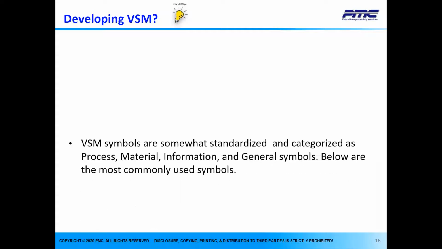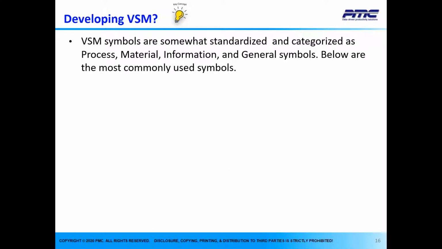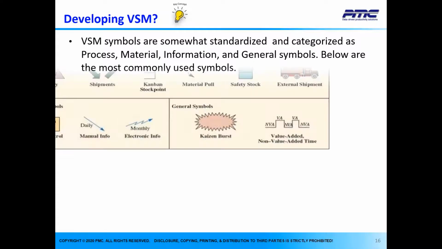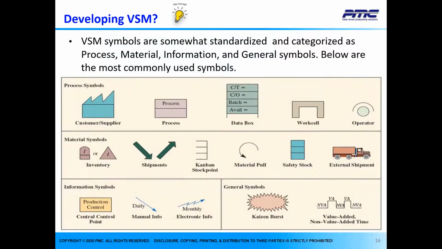As I was saying before, when we are developing a VSM, we use symbols that are somewhat standardized and categorized as process, material, information, and general symbols. Here are some of those symbols that we commonly use. As you can see here, we have process symbols for customer and supplier. We have a process symbol, the data box, that we always use along with the process box. Work cell layout symbol, operator.